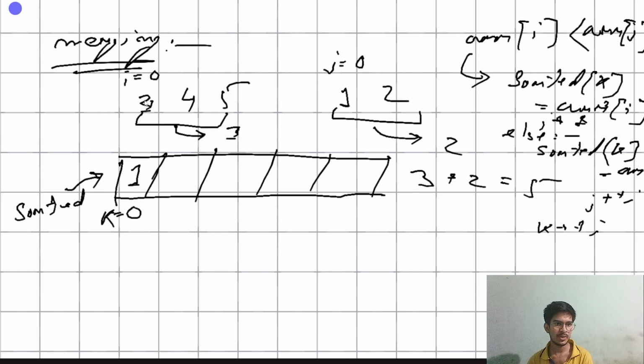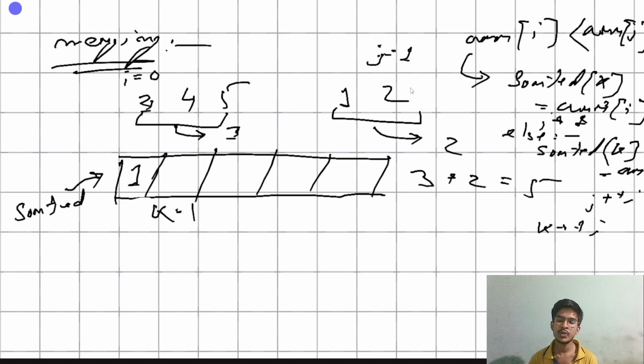So now what condition? 3 is greater than 1. That means this condition gets false. That means it will go to here. Sorted k equal to ARR of j, and j will be plus plus. So j will now go from here to here, j equal to 1, and k will also be plus plus. So k will now be k equal to 1. Now we'll again check this one with this one.